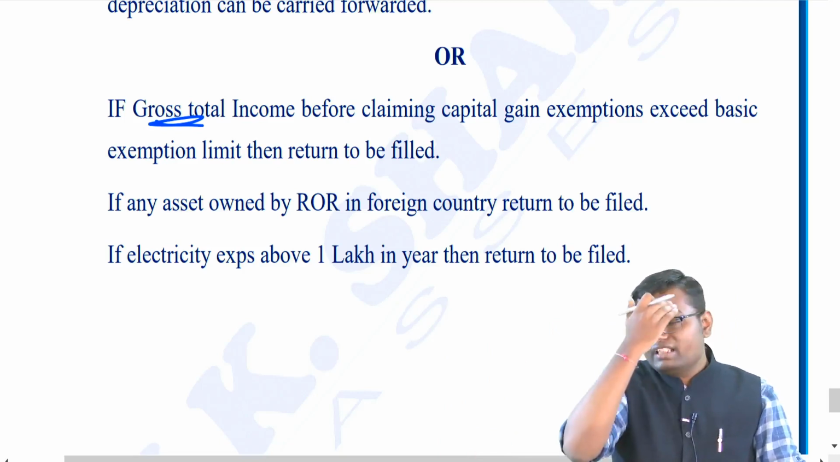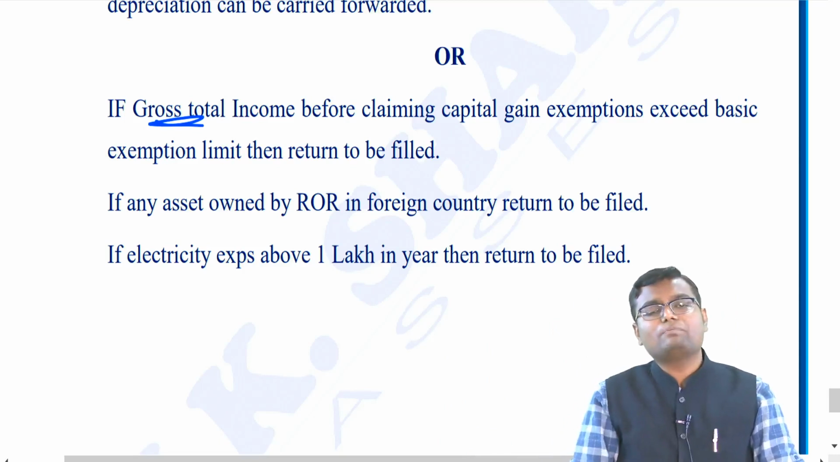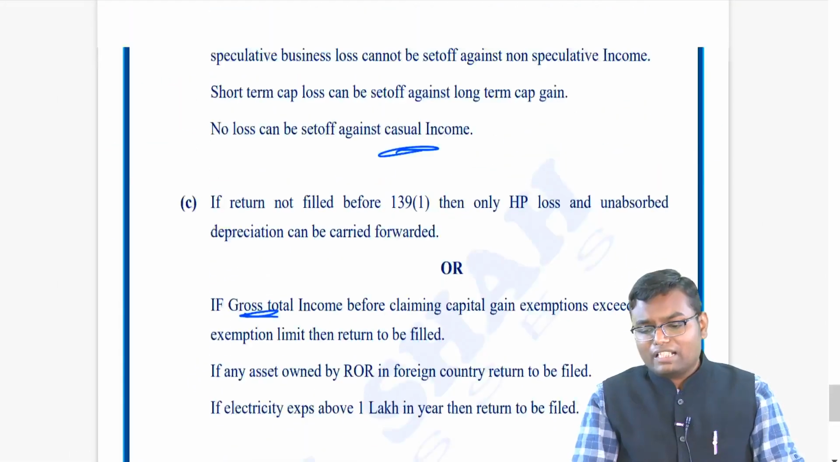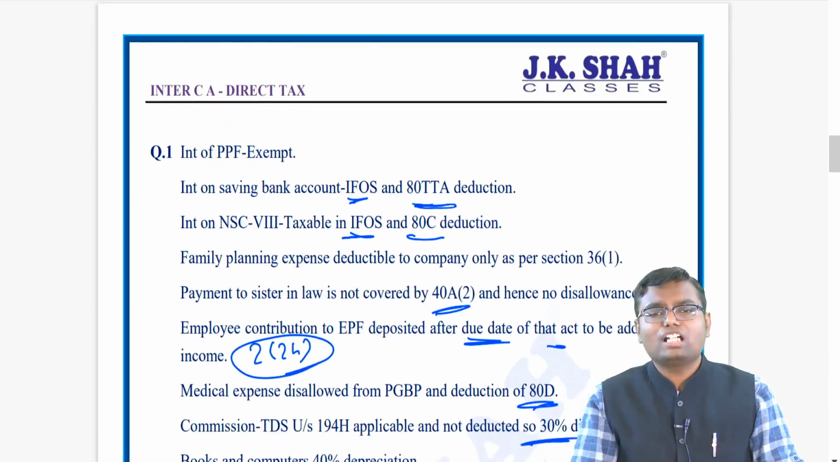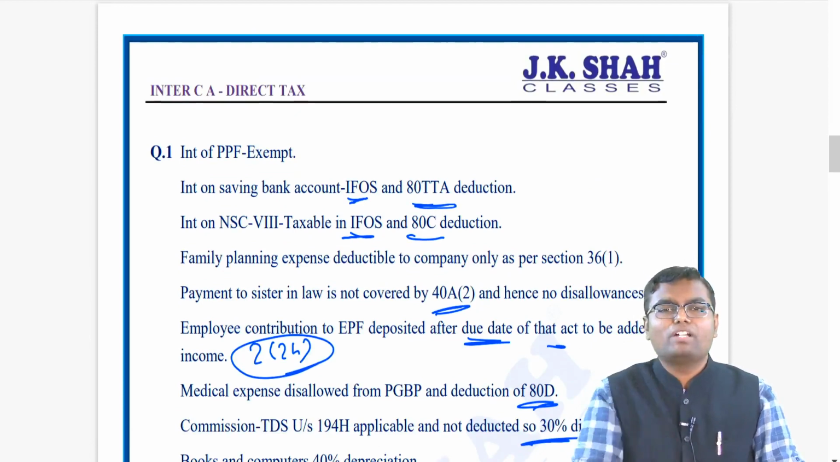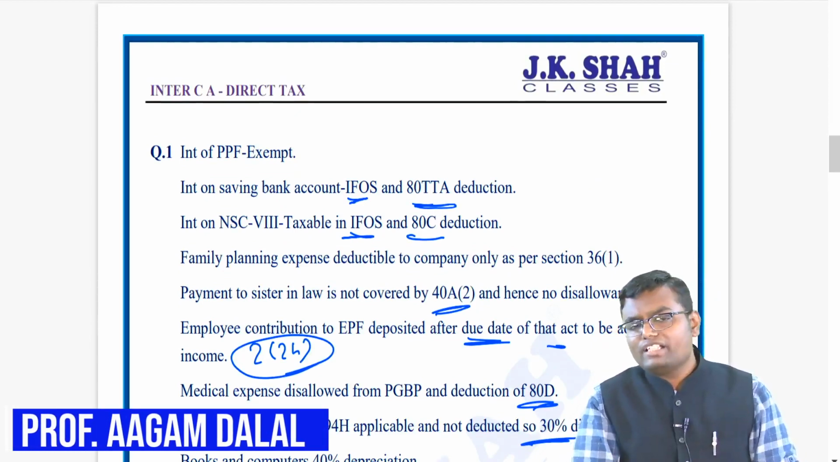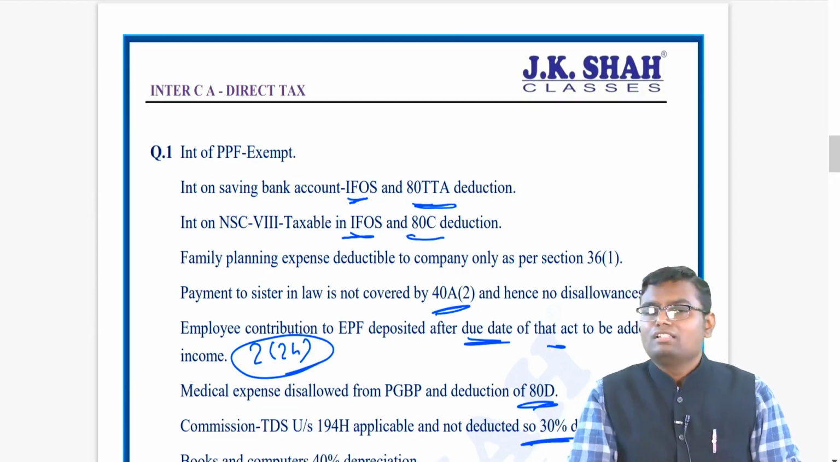And if during the year electricity expense exceeds 1 lakh, then also in this year that person has to file a return of income. So if you don't want to see the suggested answer of this paper, or you don't have enough time, this one PDF will help you reach each and every small point that was covered in the May 2021 examination of ICAI Inter CA Direct Tax. Thank you so much.